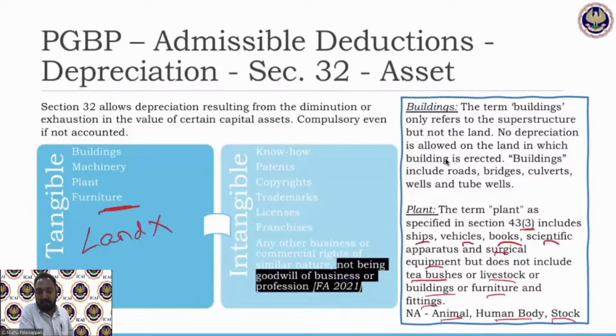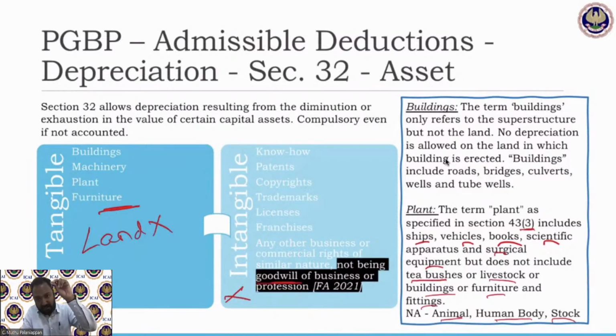Now, what are the intangible assets? Know-how, patent, copyright, trademark, license, franchise, any other business or commercial right of similar nature. So which means they're including everything. They're only excluding one thing. They say it is goodwill. So, goodwill is not an intangible asset. So, what do you mean by that?